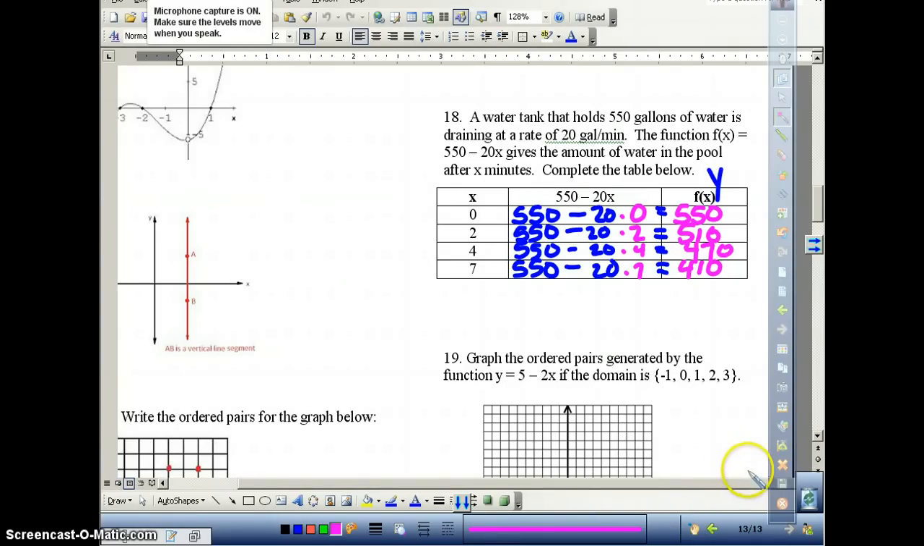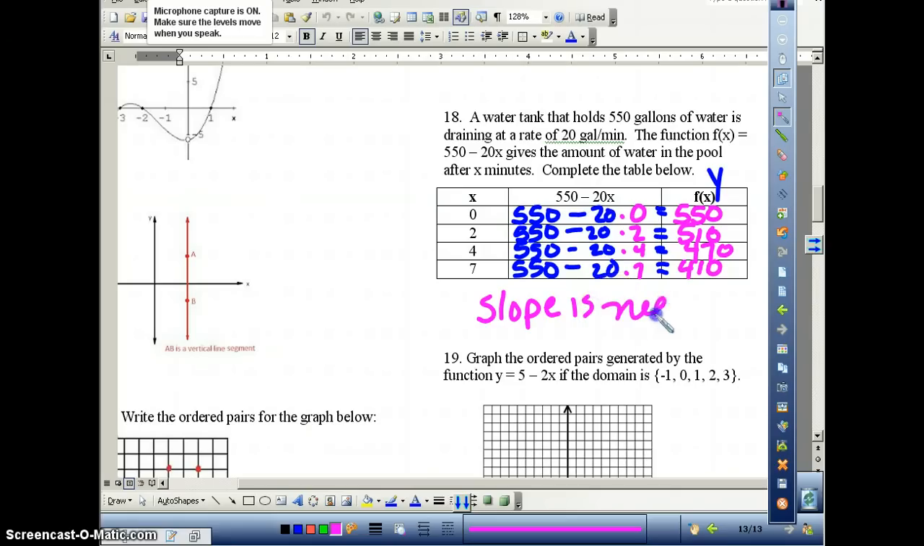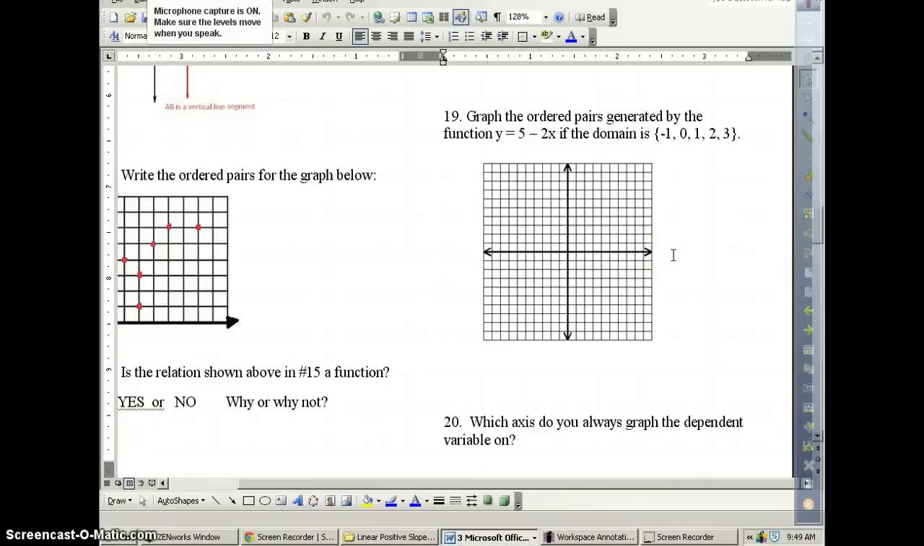Here's a little side question. If you graph this, would the slope be positive or negative? Yeah, good for you. Slope is negative, because as your x values are increasing, your y values are decreasing. All right, I'm about to run out of time here, so I'm going to start number 19 in the next video.